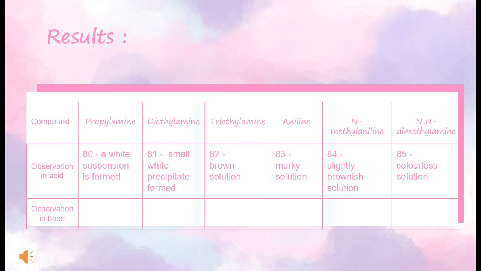is a murky solution. The next one is N-methyl aniline. I chose clip 84, and in that clip what I observe is a slightly brownish solution. And the last but not least, the compound N,N-dimethylamine. I chose clip 85, and in that clip what I observed is a colorless solution.